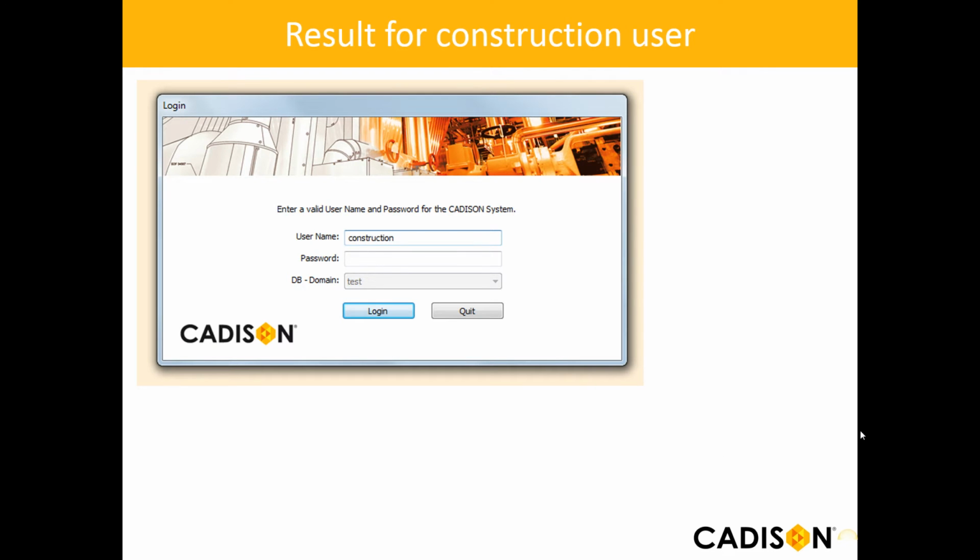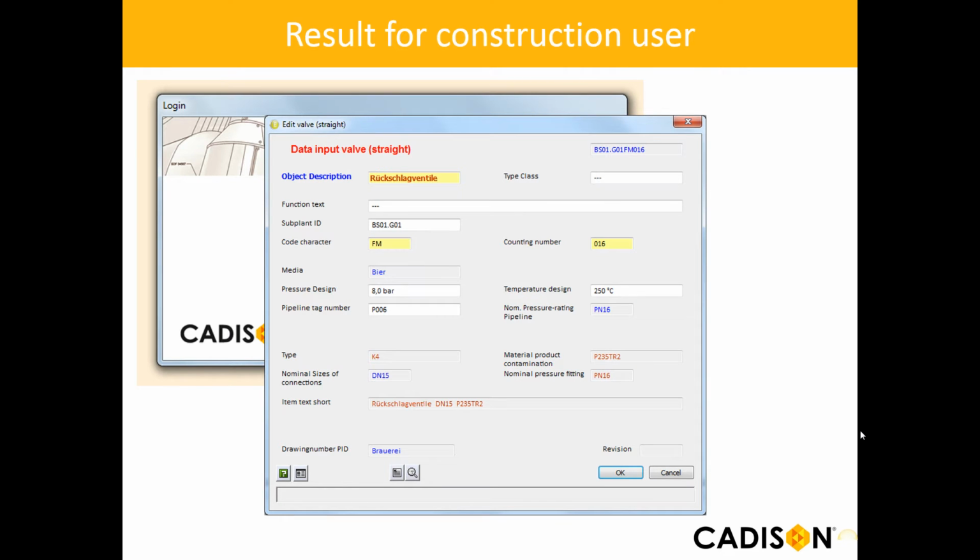Well, let's see if our forms are correctly changed. We have to log into our CADISON either as project manager or construction user. We will start with construction user. After logging in and selecting the proper project, we can edit a straight valve and see which input form will appear. As you can see, the two fields for adding and removing catalog entries were missing, as well as the other fields we erased earlier.